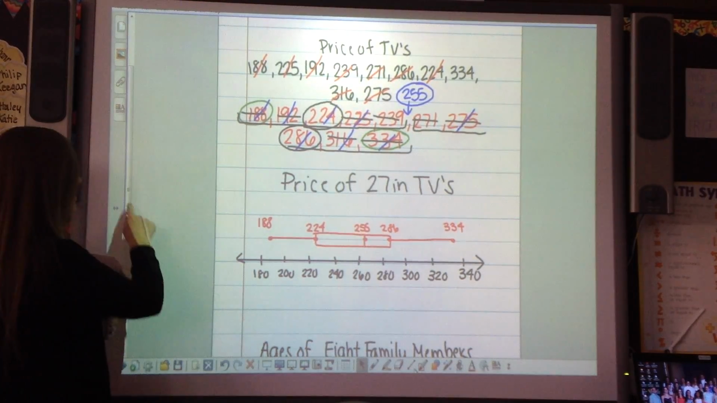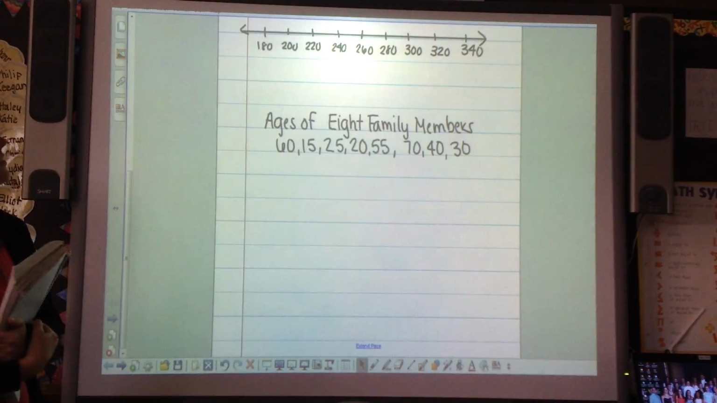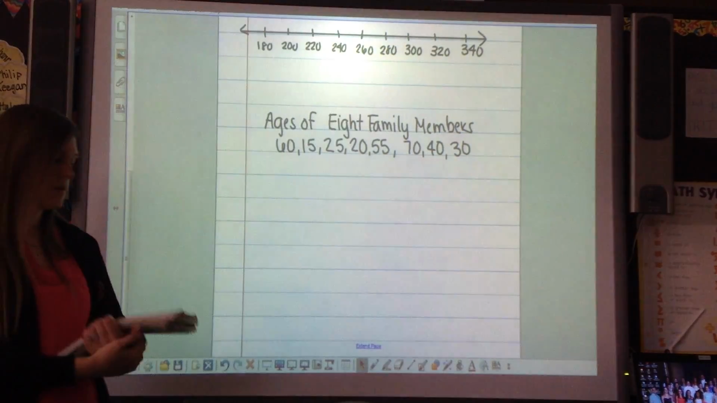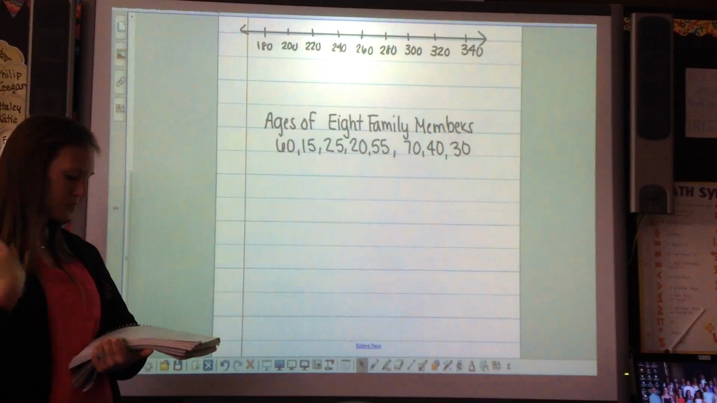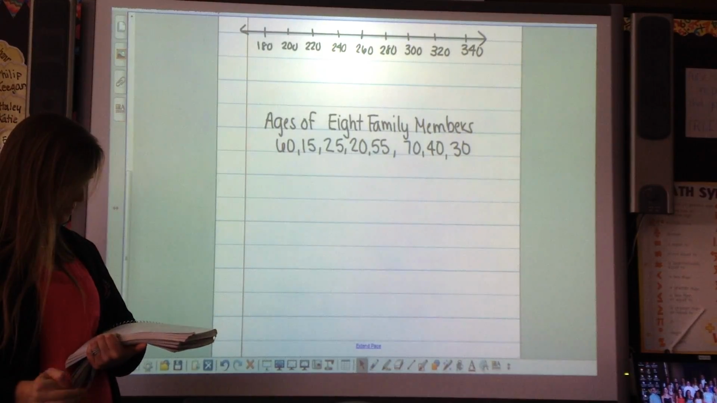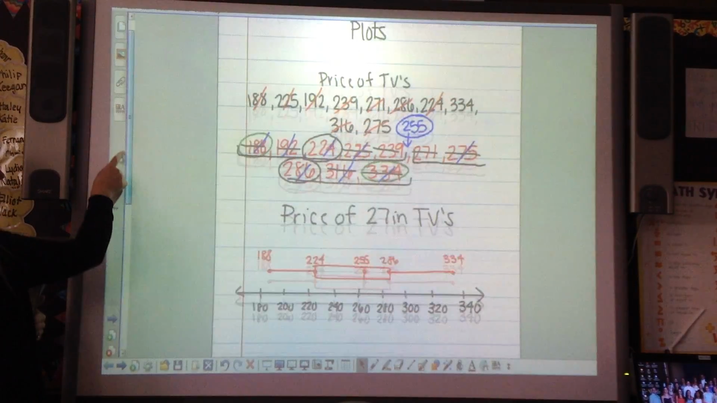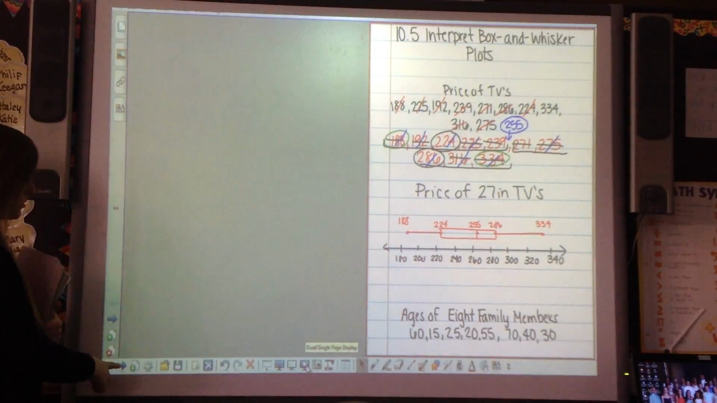I would like you to try this process. Make a box and whisker plot of the ages of 8 family members. Follow the steps on the other side. Okay, we're going to go back to this first box and whisker plot and we're going to interpret it.